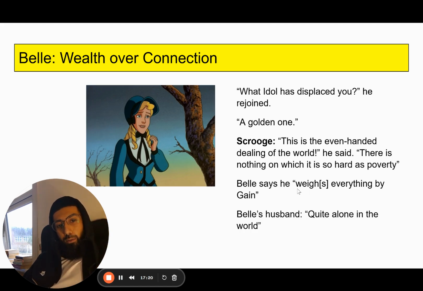And Belle says that Scrooge weighs everything by gain. So every decision he's making, all of his considerations in the world are to do with increasing his financial position and becoming more financially stable and prioritizing wealth over connection.